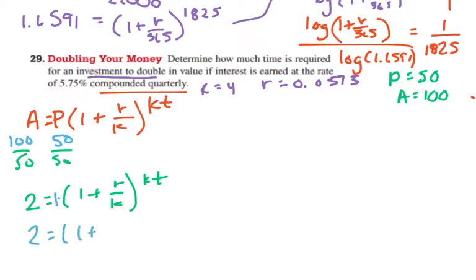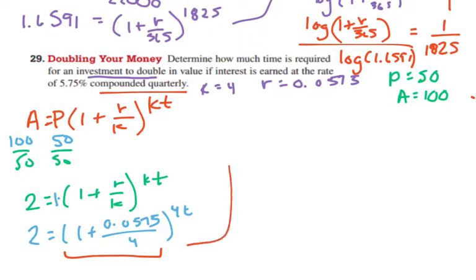So 1 plus r, which is 0.0575 over quarterly, so 4, to the 4 times t, because we're asking how long will it take. So let's go ahead and make this decimal here. So 0.0575 divided by 4 plus 1 makes this 2 equal to 1.014375. Don't know why I did the whole thing.